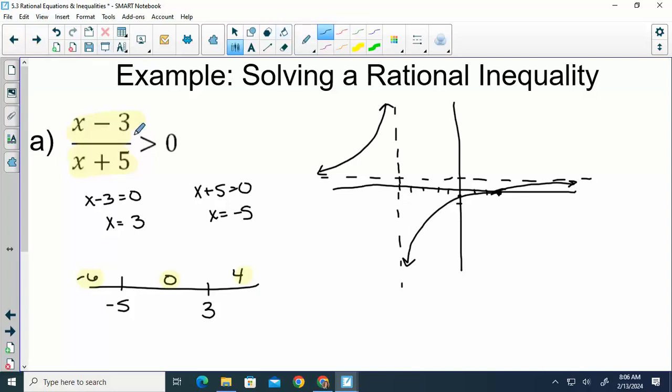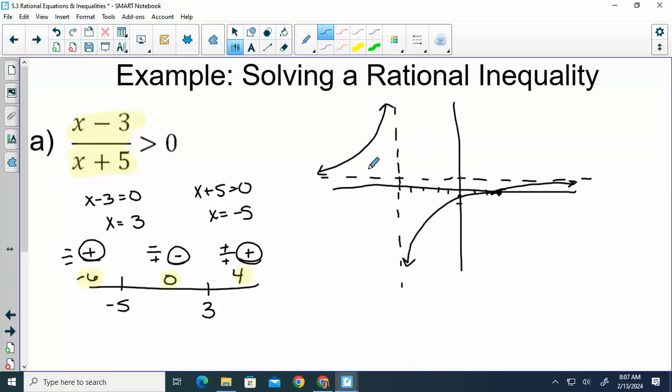So if I put in a negative 6, the top will be negative, the bottom will be negative. A negative divided by a negative is positive. If I put in a 0, the top is negative, the bottom is positive, negative divided by positive, negative. If I put in a 4, 4 minus 3 is positive, 4 plus 5 is positive, positive over positive is positive.